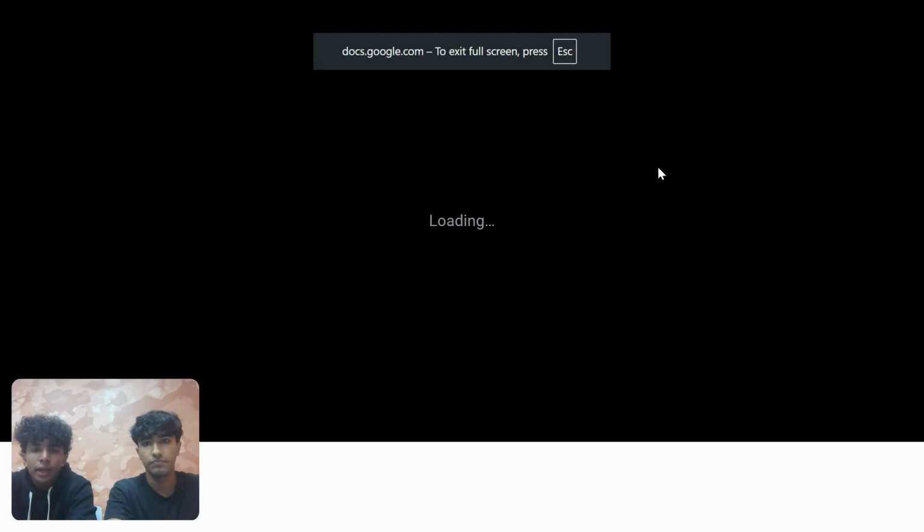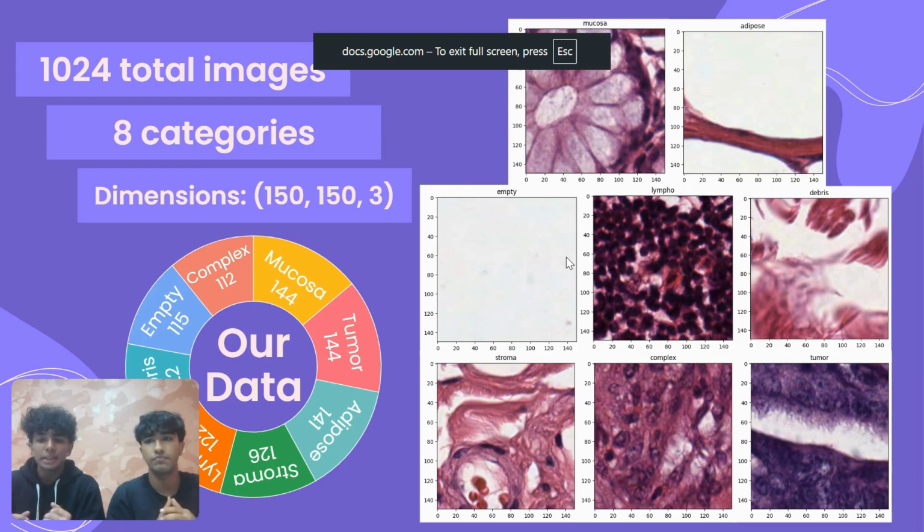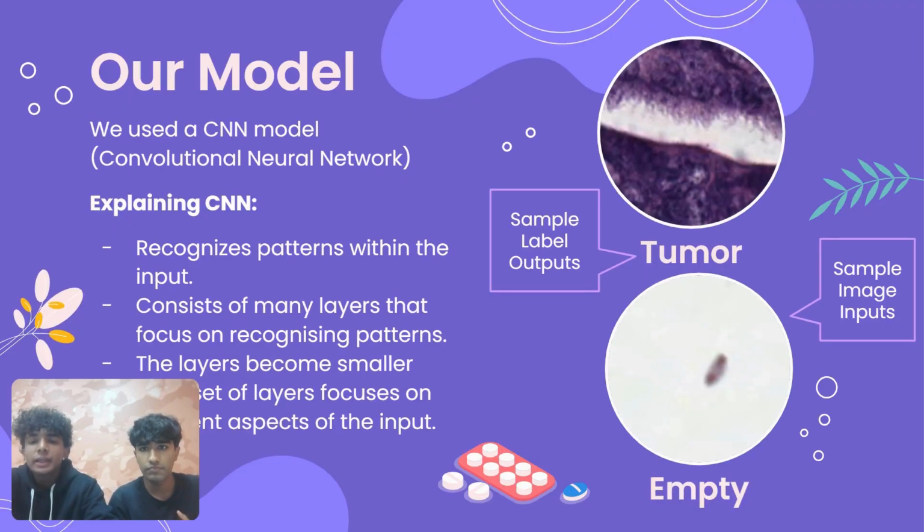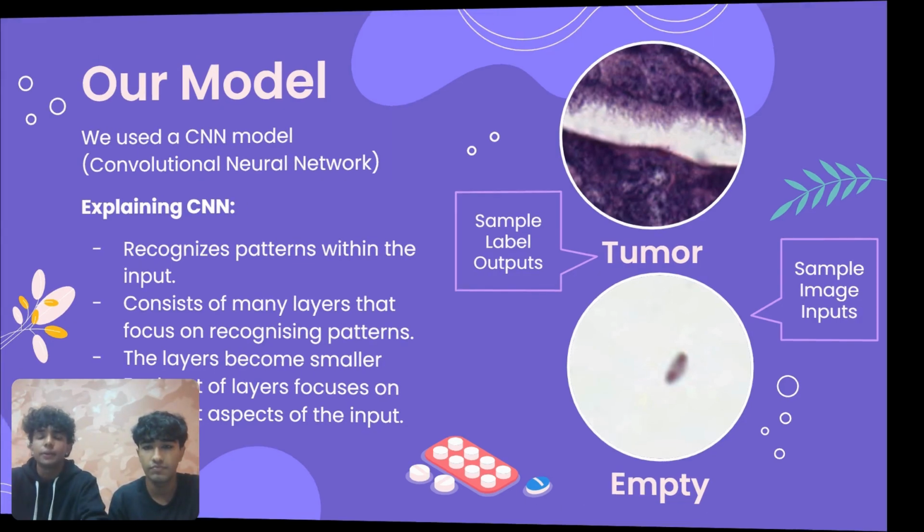Now we're going to talk a bit about what actually happens in the background of the app. So this is the data set that we use. We use a total of 1,000 images, a variety of images, to train our model. Now explaining what model we use: we use a CNN, a convolutional neural network. What this is really good for is recognizing patterns within the data set. It consists of many layers, so it can focus on recognizing patterns again and again.